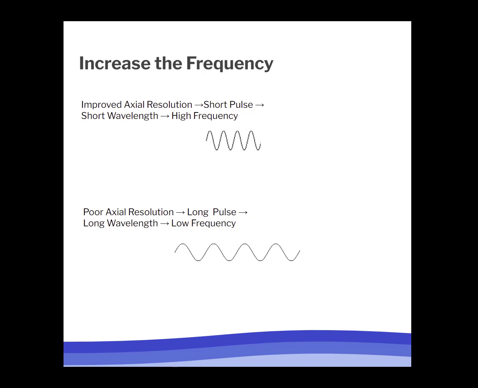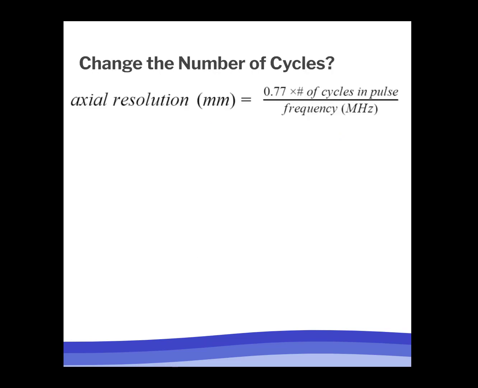When imaging, you should always choose the transducer with the highest frequency to improve your resolution, but it also needs to give you enough sound penetration to image to your target anatomy. Okay, so changing the frequency worked. Can we change the number of cycles? Well, yeah, you can, sort of. The number of cycles is above the division line, so it's directly related to axial resolution. If we decrease the number of cycles in a pulse, we will decrease the axial resolution distance.